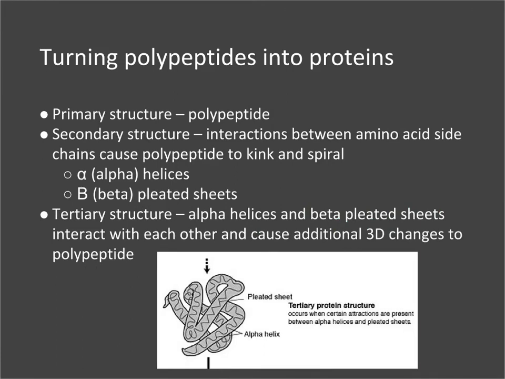The tertiary level of protein structure is where these alpha helices and beta pleated sheets start to interact with each other, and they start to fold and bend around each other. So you can see here we have these beta pleated sheets, and we have these helices, and those side chains are still interacting with each other, but now they're causing the helices and the pleated sheets to bend and fold around each other.